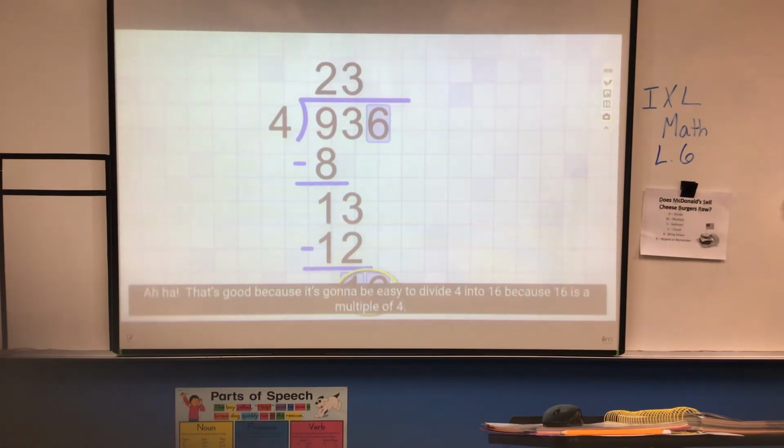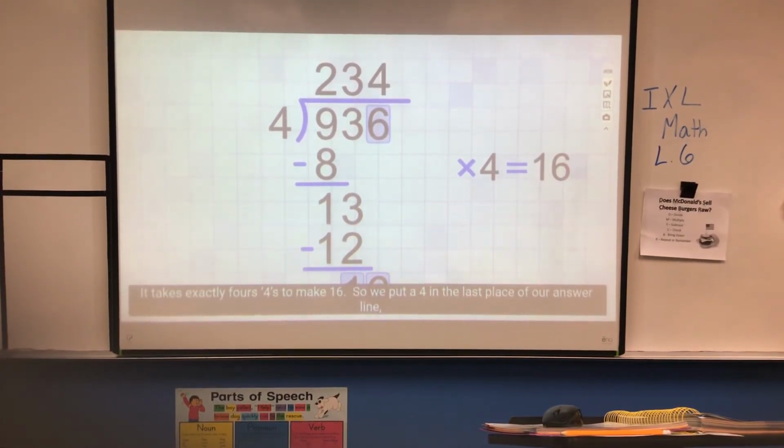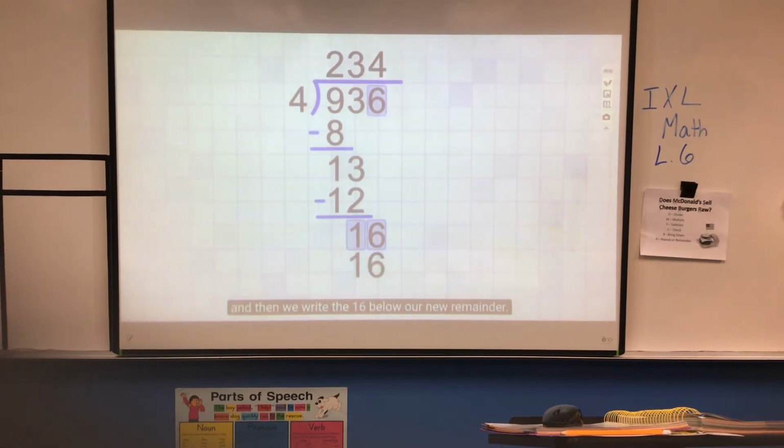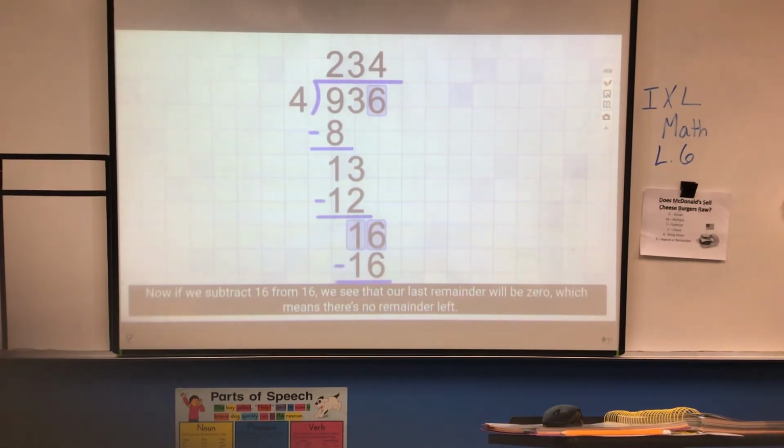Aha! That's good, because it's going to be easy to divide 4 into 16, because 16 is a multiple of 4. Takes exactly 4 4s to make 16. So we put a 4 in the last place of our answer line, and then we write the 16 below our new remainder. Now, if we subtract 16 from 16, we see that our last remainder will be 0, which means there's no remainder left.